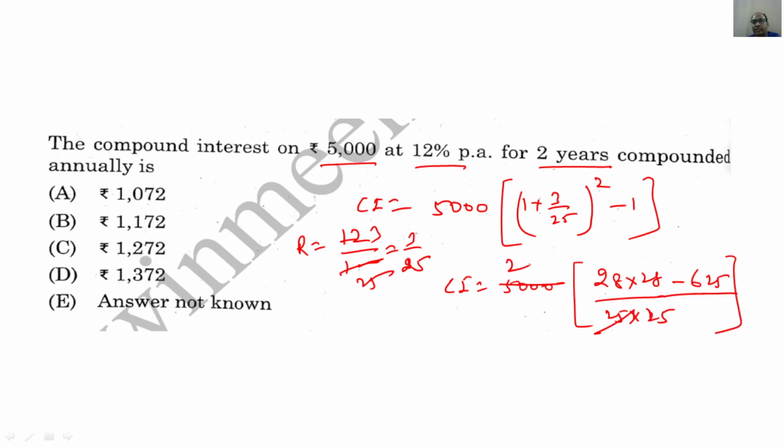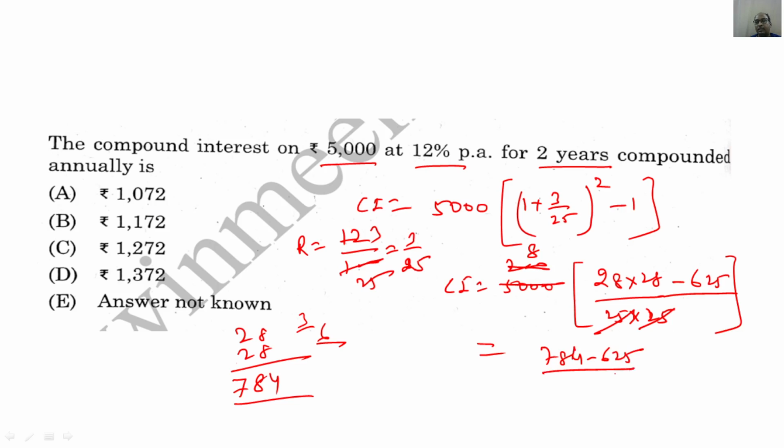Again with this we will cancel 200 and this 8, and we need to find out 28 into 28. Let us find out. So 28 into 28. 8 8 64, 6. Now 8 2 16 plus 8 2 16 32, 32 plus 6 38, 3, 2 4 plus 3 7. So 784 minus 625 divided by nothing.